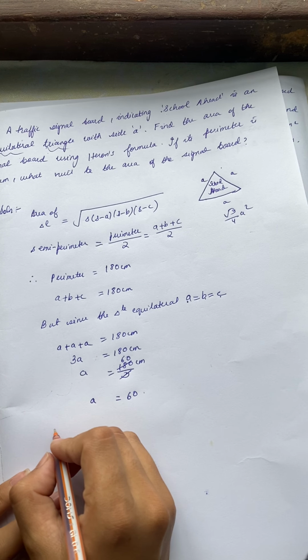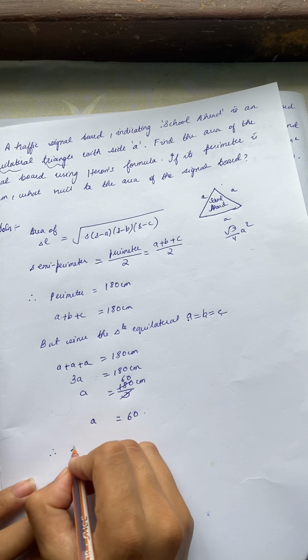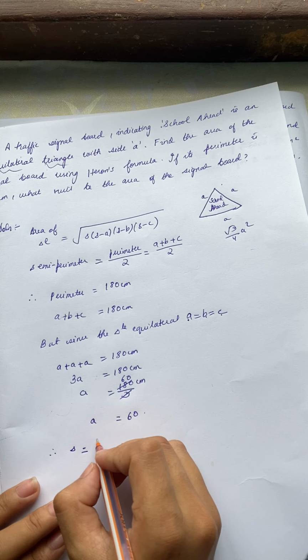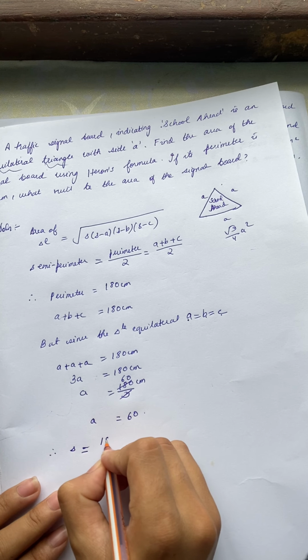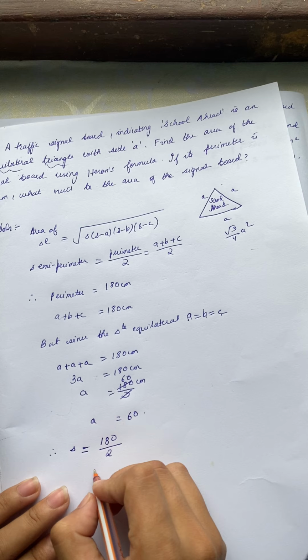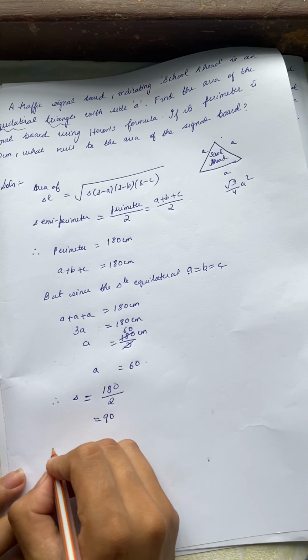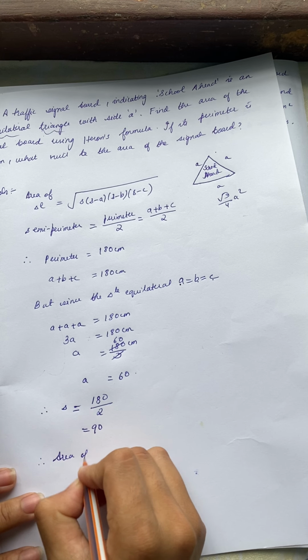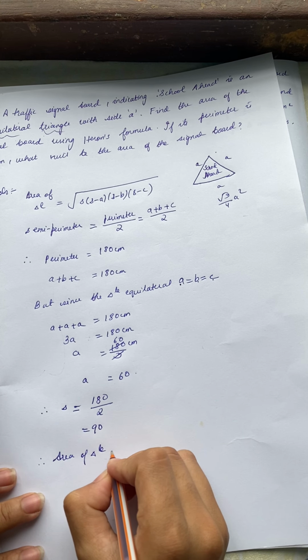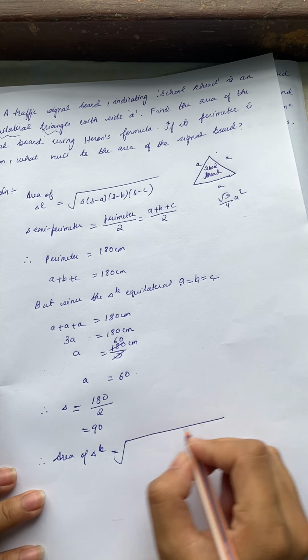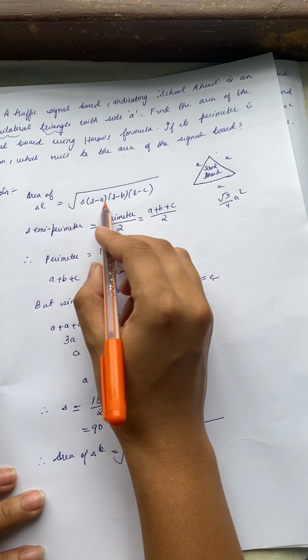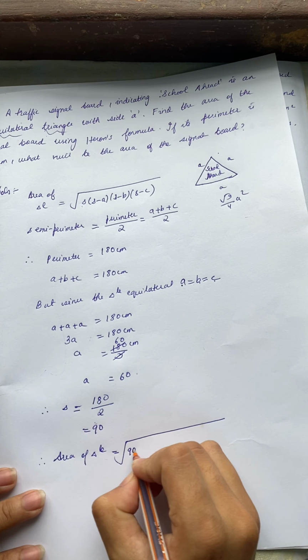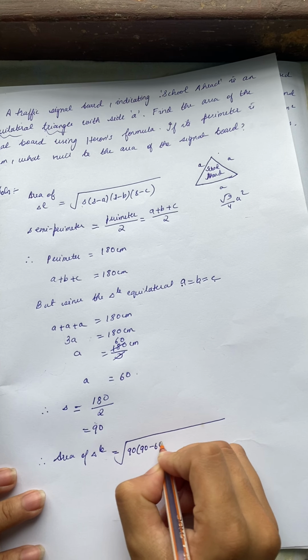Now, I should have written first: the semi-perimeter is perimeter by 2. What is the perimeter here? 180 divided by 2, so it is 90. Therefore, we can now find the area. The area of the triangle is the square root of s(s minus a). What is your s here? 90 of 90 minus 60.